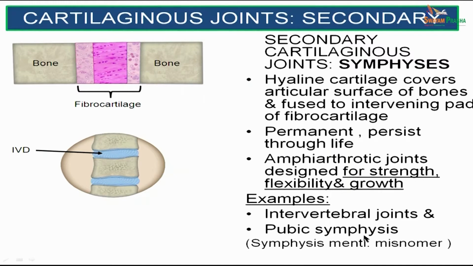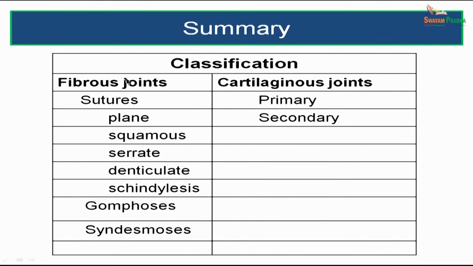Now, here we have to remember that there is another joint called symphysis menti, but that is not a secondary cartilage joint. So, fibrous joints are sutures, gomphosis, syndesmosis. Sutures are plain, squamous, serrate, denticulate, Schindelicis. Cartilaginous joints are primary and secondary.